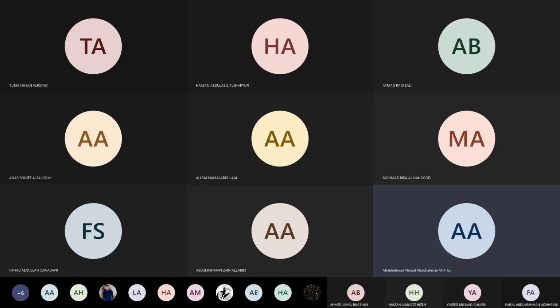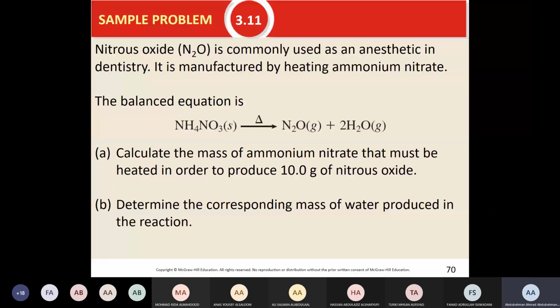Yes, oh, yes. Also share the screen. Okay, good. Can you see it now?